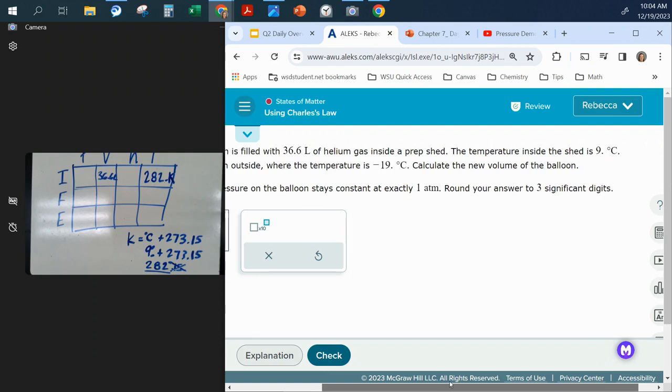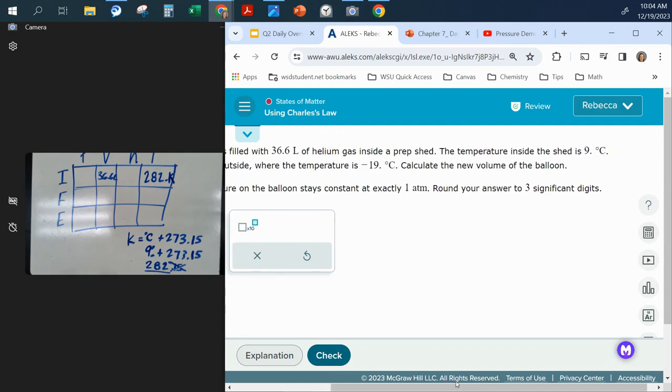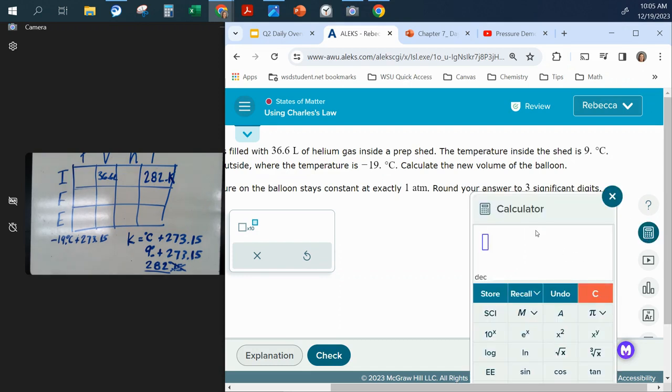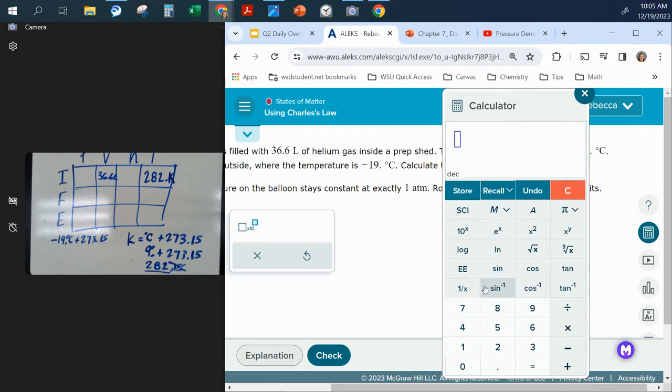Then we take the balloon outside and the temperature is negative 19. So we're going to take that one and change it again. Negative 19 degrees Celsius plus 273.15. This one also has 0 decimal places. So if we add these together, I'm not going to do that in my head. Negative 19 plus 273.15. Oh, this seems wrong. What am I doing? Undo. Oh, I didn't add.